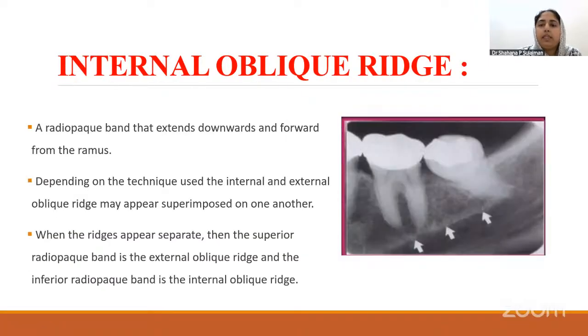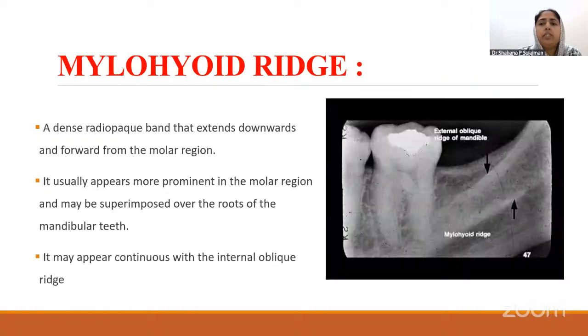Similar to this, we have an internal oblique ridge also, which is seen on the internal aspect of the mandible. Whenever you take a radiograph and you see two radiopaque bands in this region, you should identify that the superior ridge is the external oblique ridge and the inferior one is the internal oblique ridge. This internal oblique ridge is continuous with the mylohyoid ridge, where the mylohyoid muscle gets attached. The mylohyoid ridge is seen as a continuation of the internal oblique ridge and moves from the molar region towards the anterior aspect of the mandible.